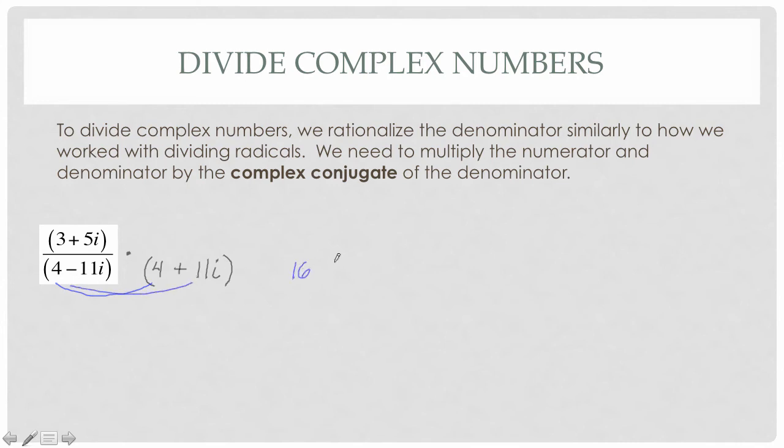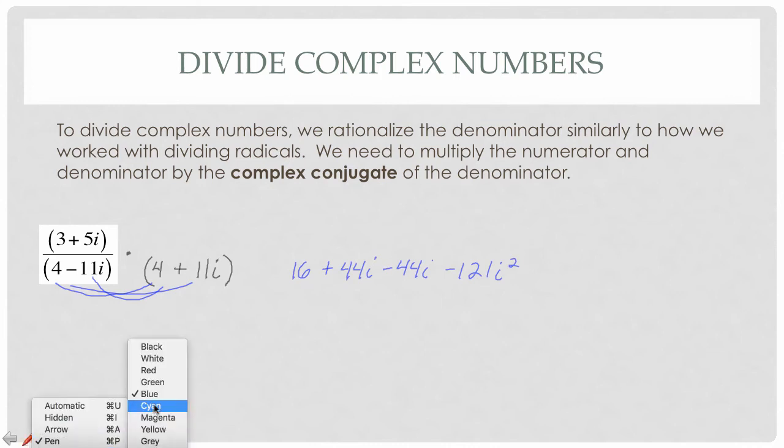4 times 11i is going to be plus 44i. Negative 11 times 4 is going to be minus 44i. And negative 11 times positive 11 with the i's gives me negative 121 times i squared. This is why we multiply by the conjugate. It's related to all that work we did with multiplying in special cases.